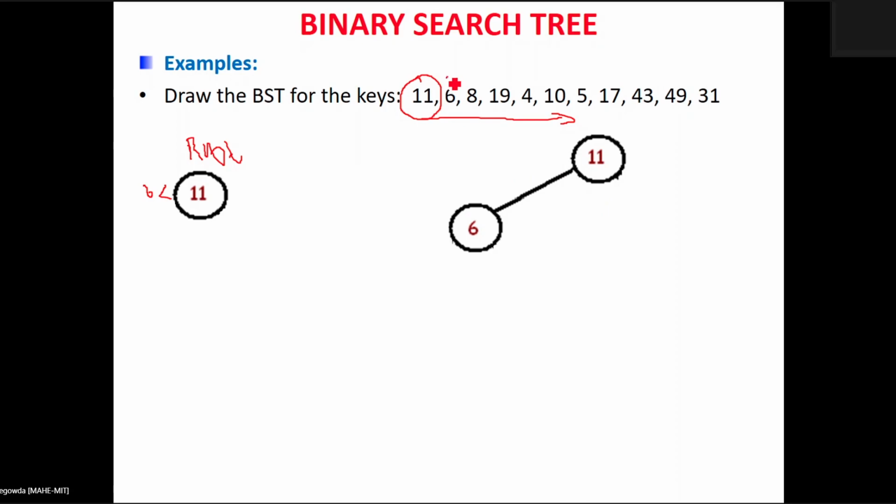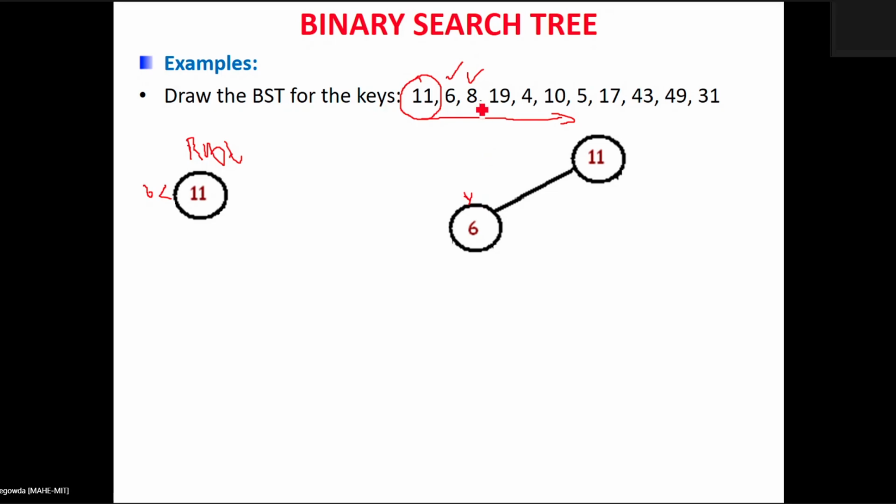Now 6 is done. Now I have a third number, that is nothing but the 8. Now take the 8. Again you start with the root node. Now compare the present value 8 with the root value. Okay, the root value 11 is greater than the third number 8, so definitely it is going to be one of the nodes belonging to the left subtree of the 11. So what you have to do is traverse left one step down. Okay, so now you are at 6.